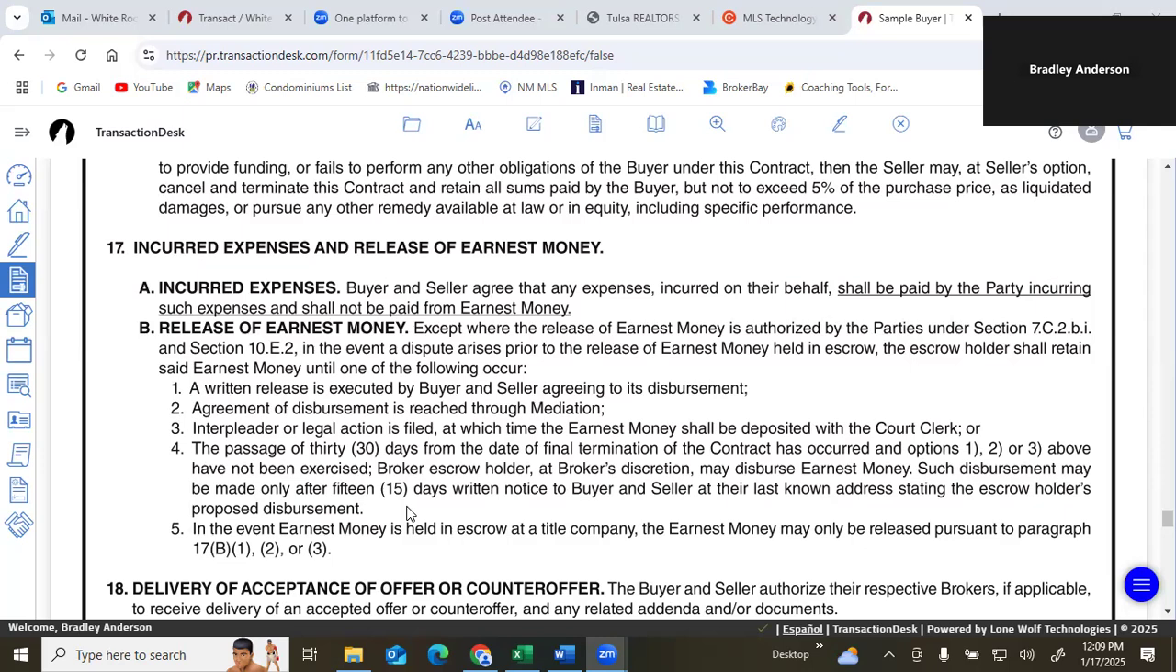Now, I don't ever see that done because the title company does not want to be the judge and jury, but it's here. And then lastly, in the event the earnest money is held in escrow at a title company, the earnest money may only be released pursuant to paragraph 17B, 1, 2, or 3. Okay, so not 4.